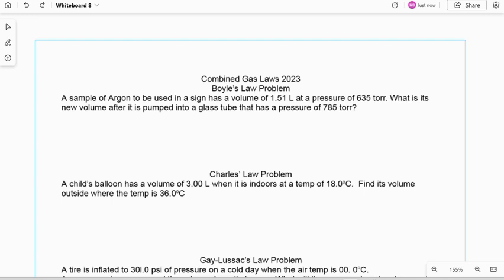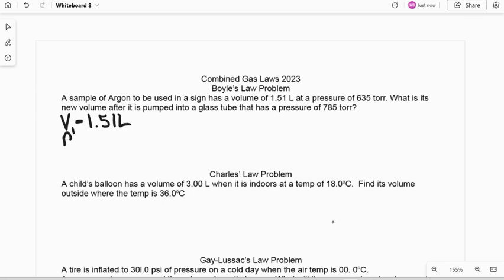It reads, a sample of argon can be used in a sign that has a volume of 1.51 liters at a pressure of 635 torr. What is the new volume after it's pumped into a glass tube that has a pressure of 785 torr? So my initial conditions will have an initial volume of 1.51, initial pressure of 635 torr. Now, torr is a unit that means the same thing as millimeters of mercury. The new pressure is going to be 785 torr, and they're asking us to solve for the new volume.